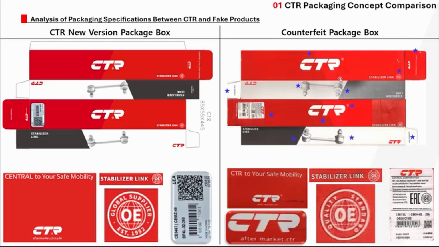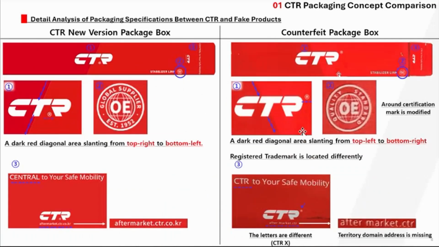This slide provides a more detailed breakdown of the visual differences between the genuine CTR package on the left and the counterfeit version on the right. Let's go through the three main comparison points, marked as 1, 2 and 3. First, look at the diagonal red area. On the genuine box, the dark red gradient slants from top right to bottom left, creating a clean and international design. On the counterfeit, the direction is reversed. It slants from top left to bottom right and the gradient is less refined.